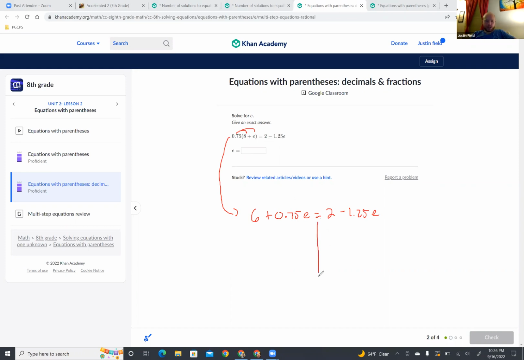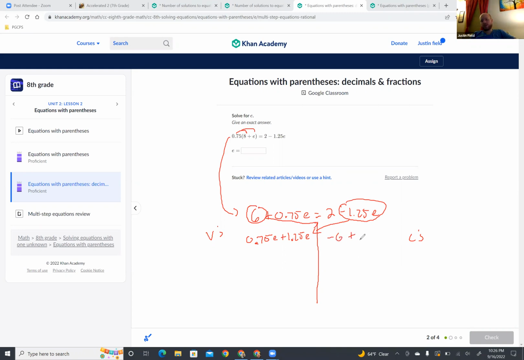So now I draw a line under the equal sign. I put my variables on the left side, my constants on the right side. So I have 0.75e, and I have -1.25e coming over, gonna become positive 1.25e, and 6 is going over to the other side.